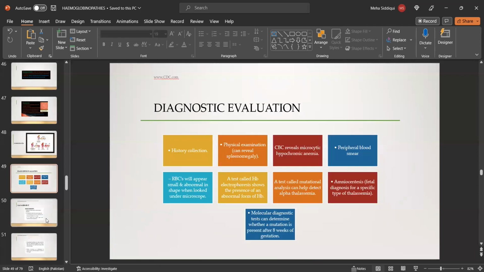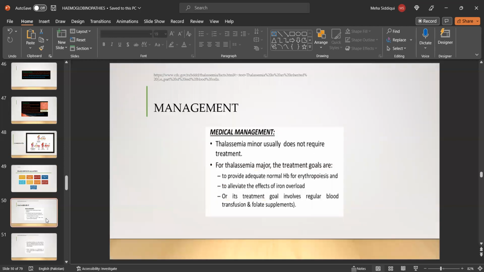Diagnostic evaluation. It is done by history collection and physical examination, which reveals splenomegaly. CBC reveals microcytic hypochromic anemia. Peripheral blood smear, in which RBCs will appear small and abnormal in shape when looked at under the microscope. Hemoglobin electrophoresis, which shows the presence of an abnormal form of hemoglobin. A test called mutational analysis can help detect alpha thalassemia. Amniocentesis, a molecular diagnostic test, can determine whether the mutation is present after 8 weeks of gestation.